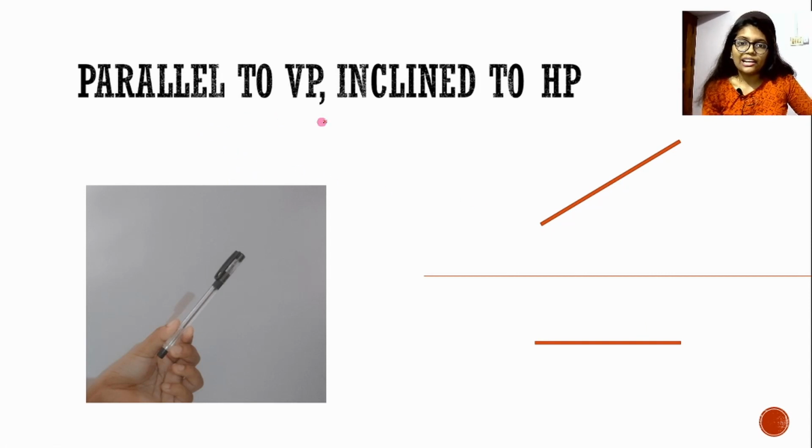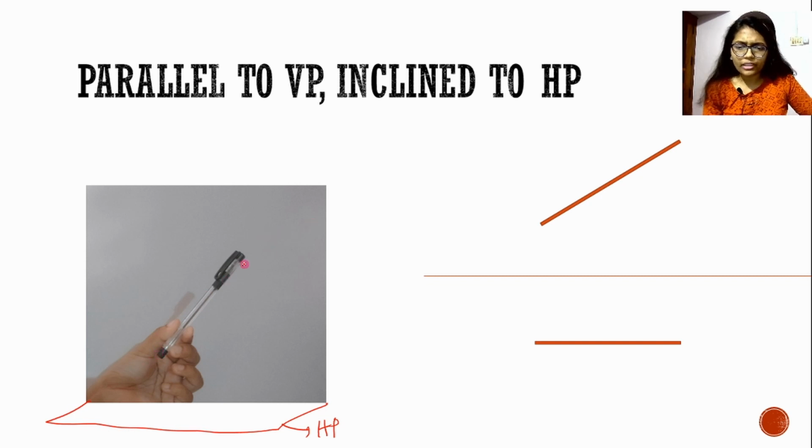Next is parallel to VP and inclined to HP. See, the line is parallel to VP, and inclined to HP. When the pen is extended, it gets hit on the HP. So that is why we are calling that the pen is inclined to HP.